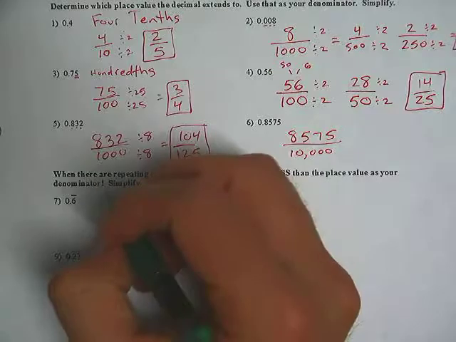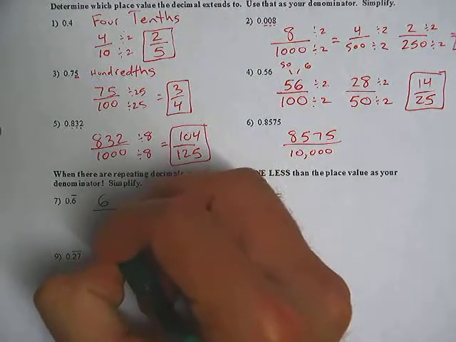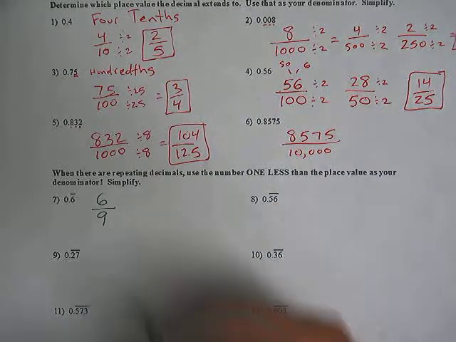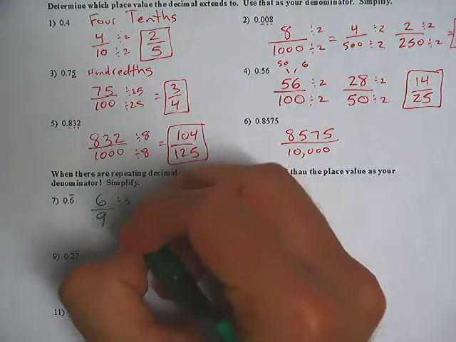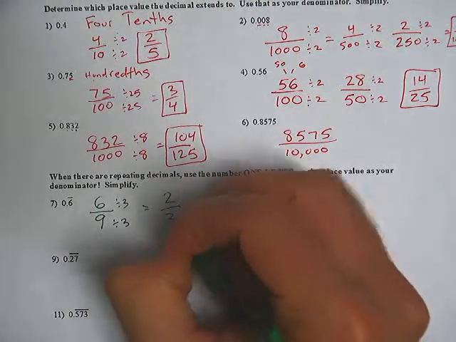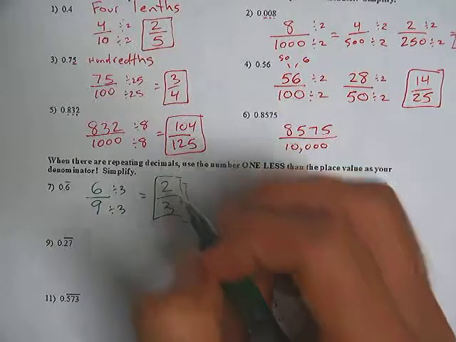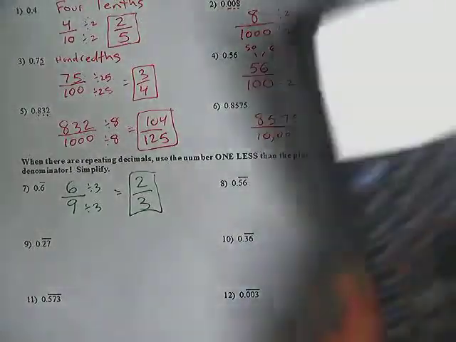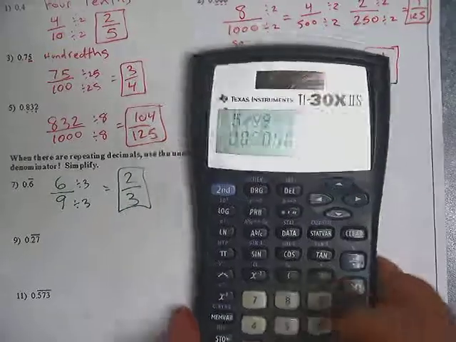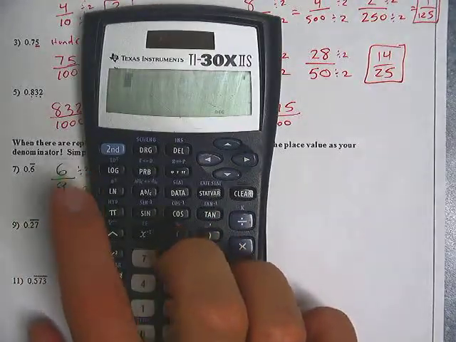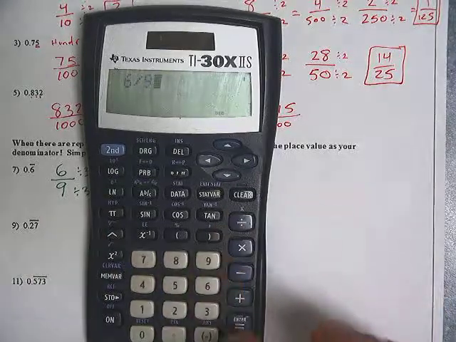That's how this works. So on number 7, if this was just a 0.6, it would be 6 over 10. But since this is 0.6 repeated, I'm going to put 6 over 1 less than 10, so 9. And I would simplify. I'm going to divide by 3, and I get 2/3. You might say, well, that doesn't make any sense. Why do I have to do that?